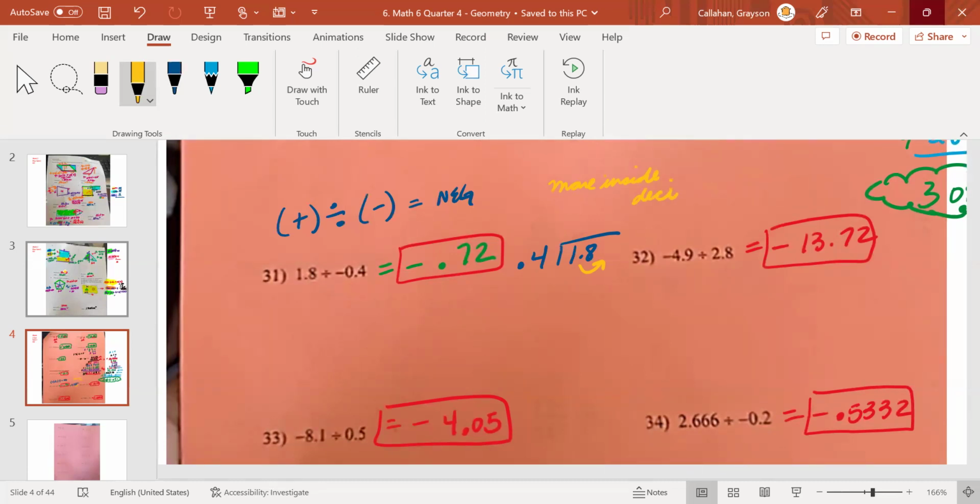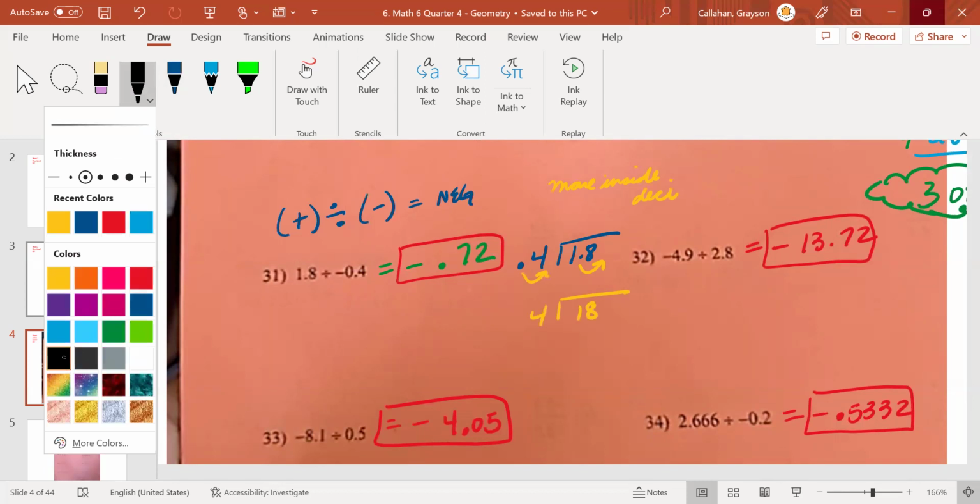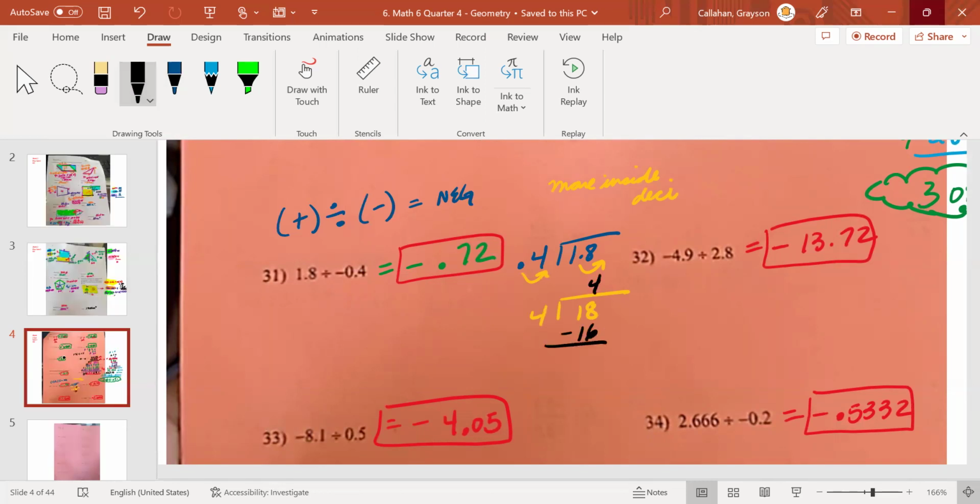If you move it over here, it's just 1. So you move this one by 1. Do you see that? So then rewrite it. You get 18 divided by 4. You see that? Okay. So then what we're going to do is 4 times 4 is 16. Subtract it, you get a 2, right? Put a decimal on top.